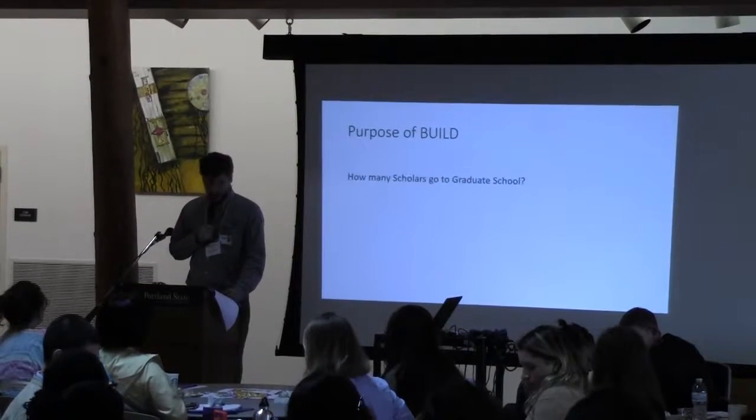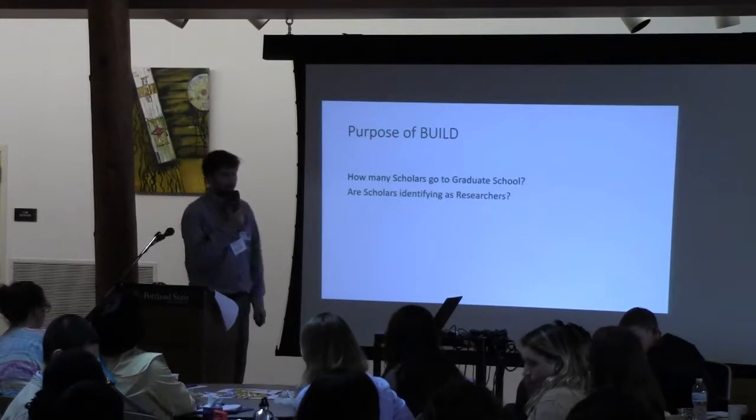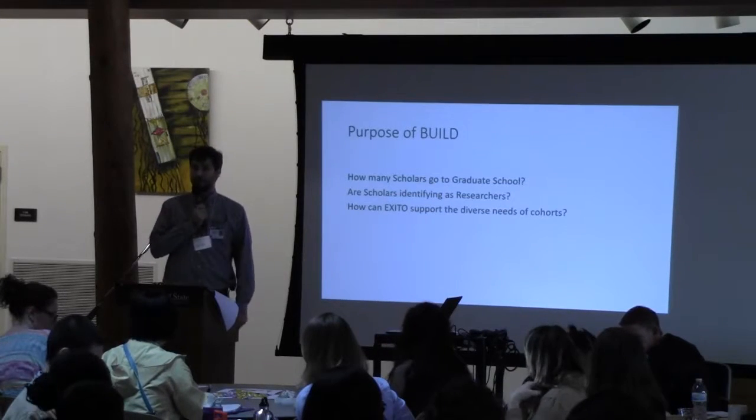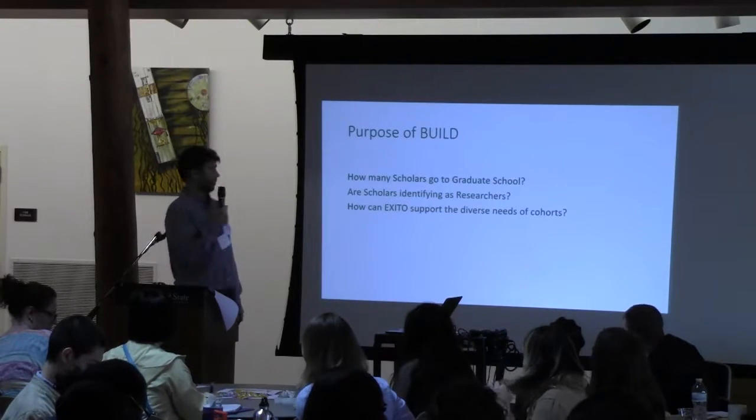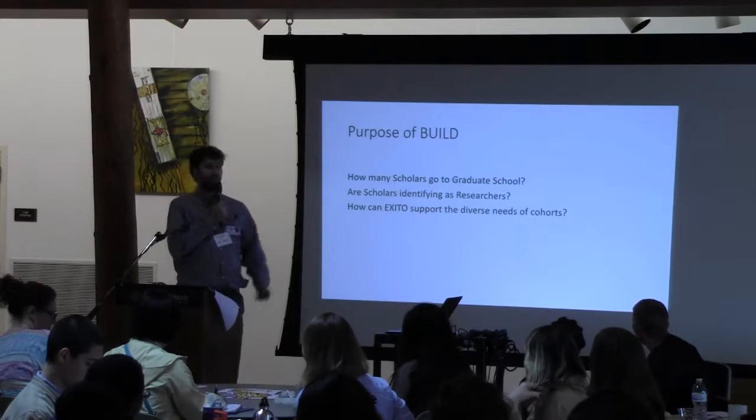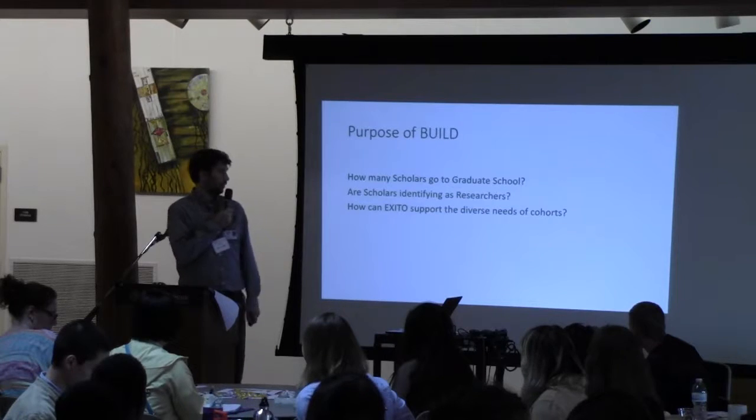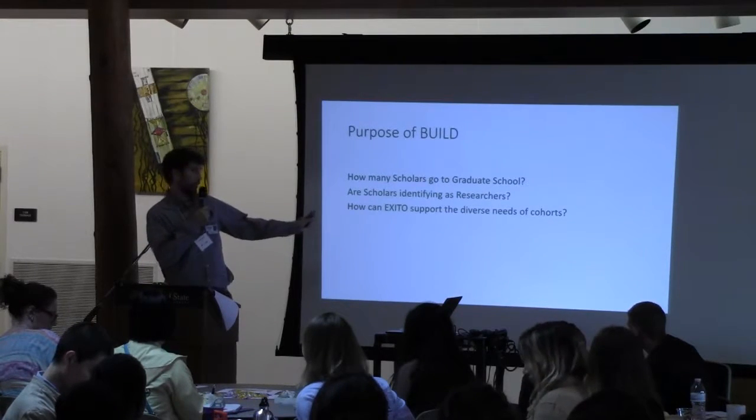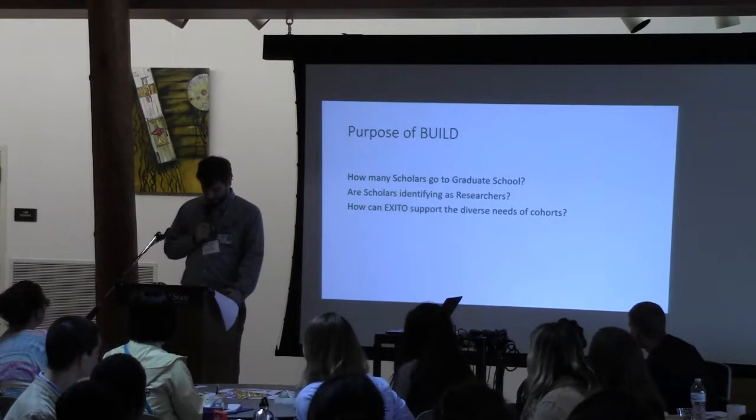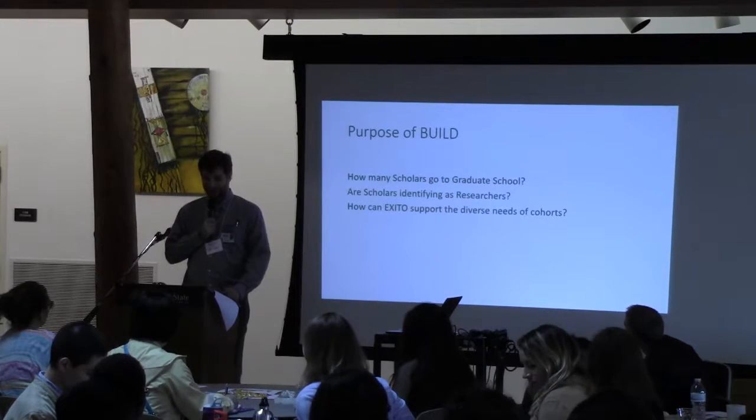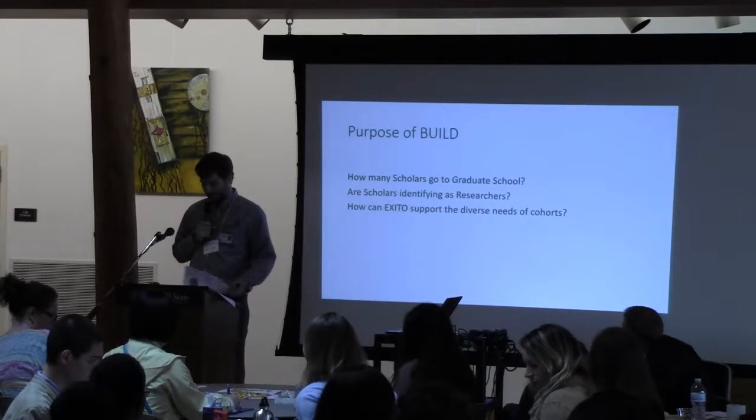So I have a couple questions. These are kind of examples of things that we ask. How many scholars end up going to graduate school? That's a pretty simple one to answer, I hope. Are scholars identifying as researchers? And how can Exito support the diverse needs of cohorts? I failed on this slide. So those are three questions, but we have like 300. So there's a lot of things that we end up asking, a lot of questions.